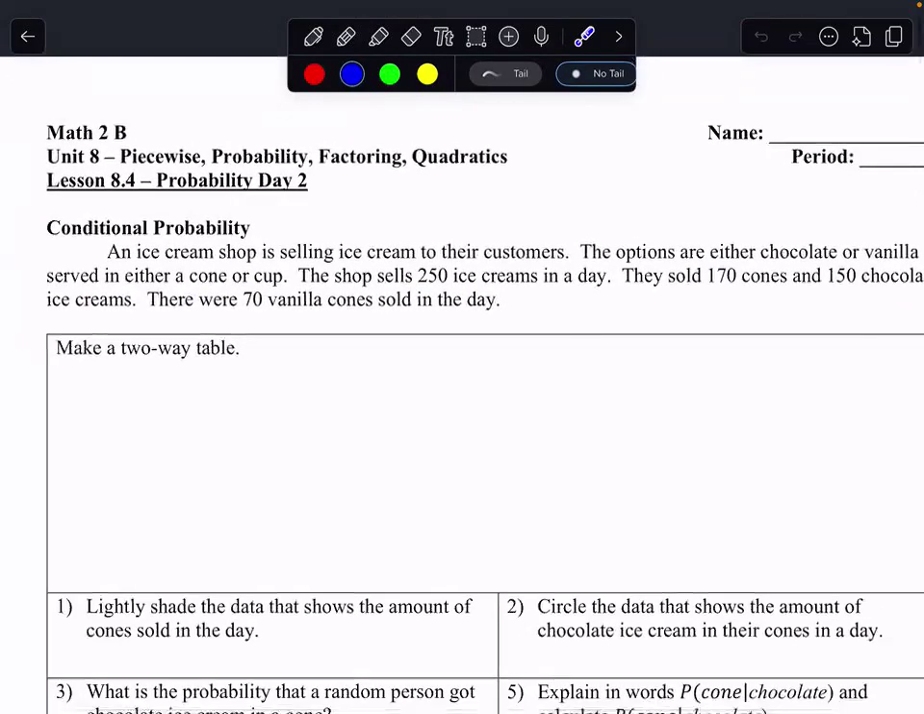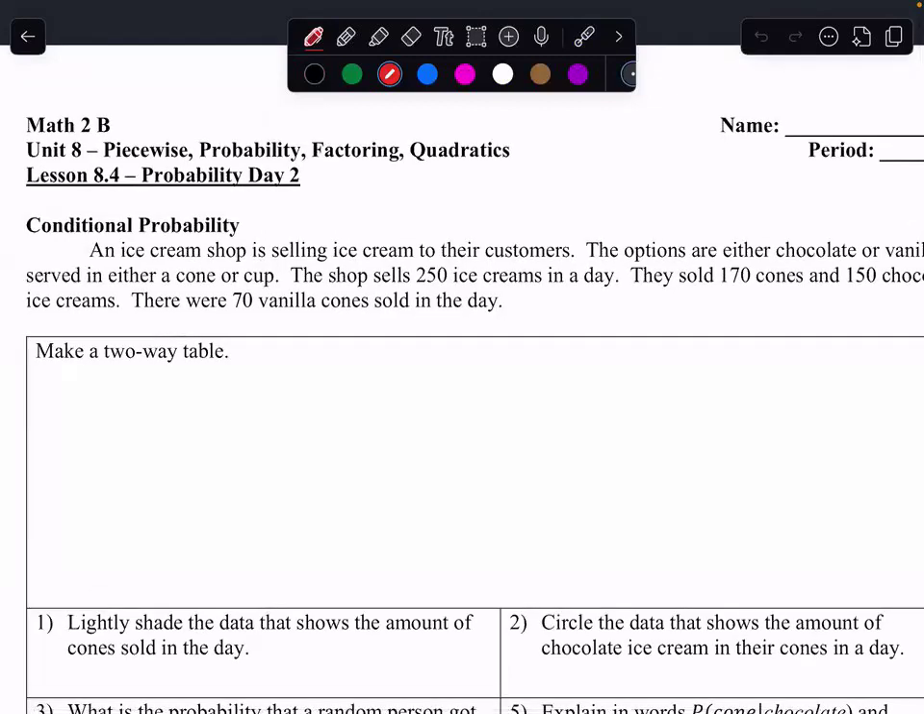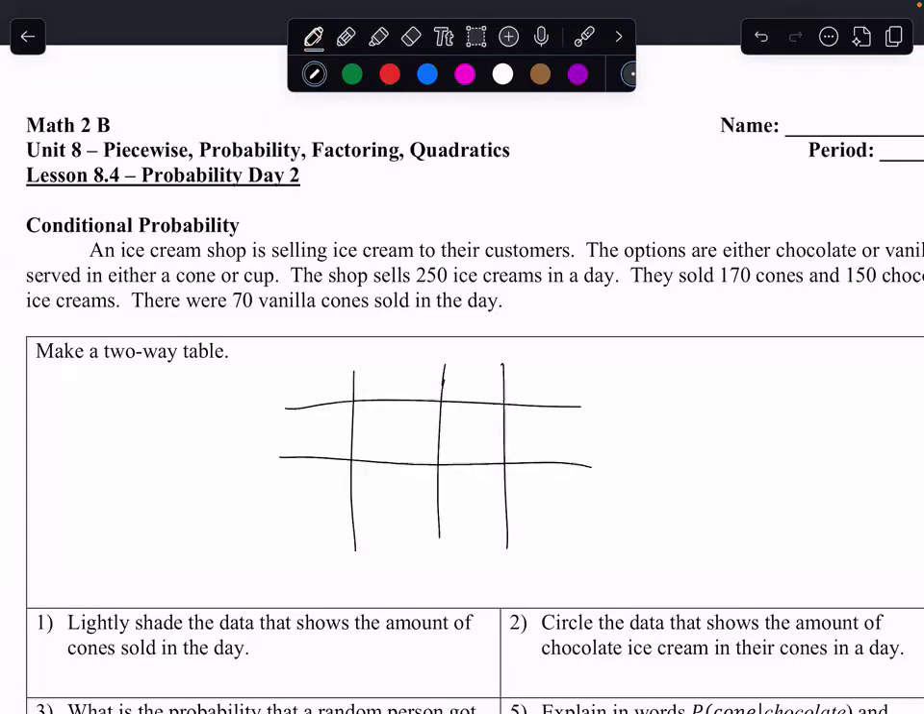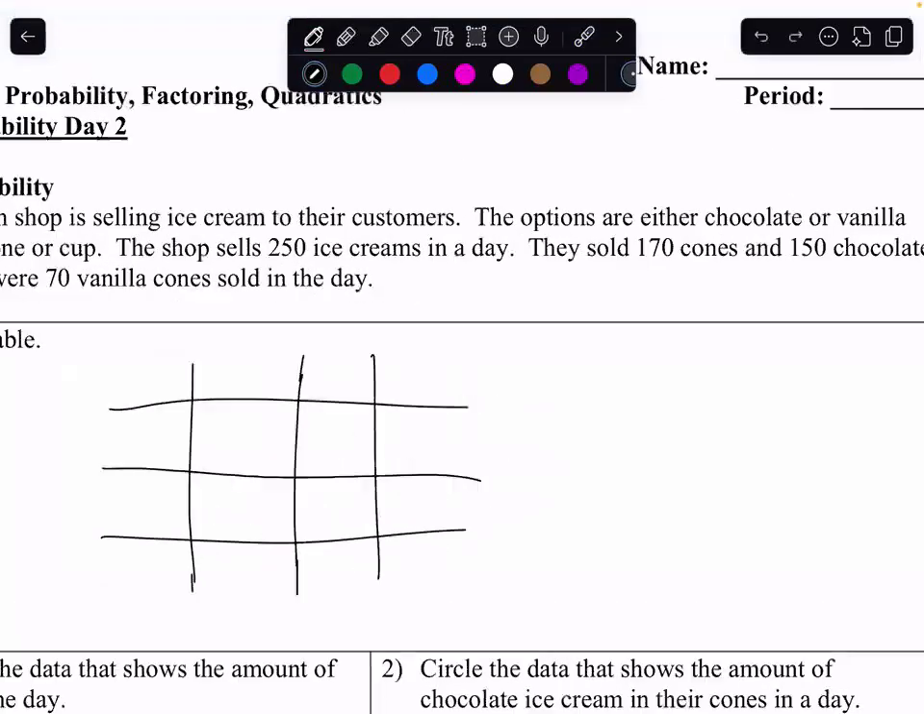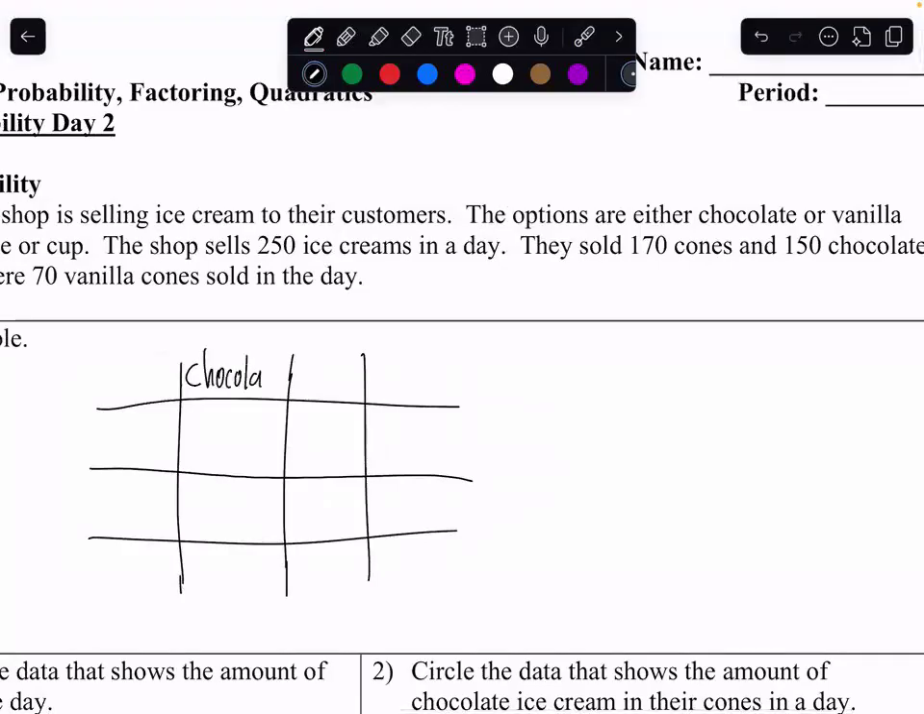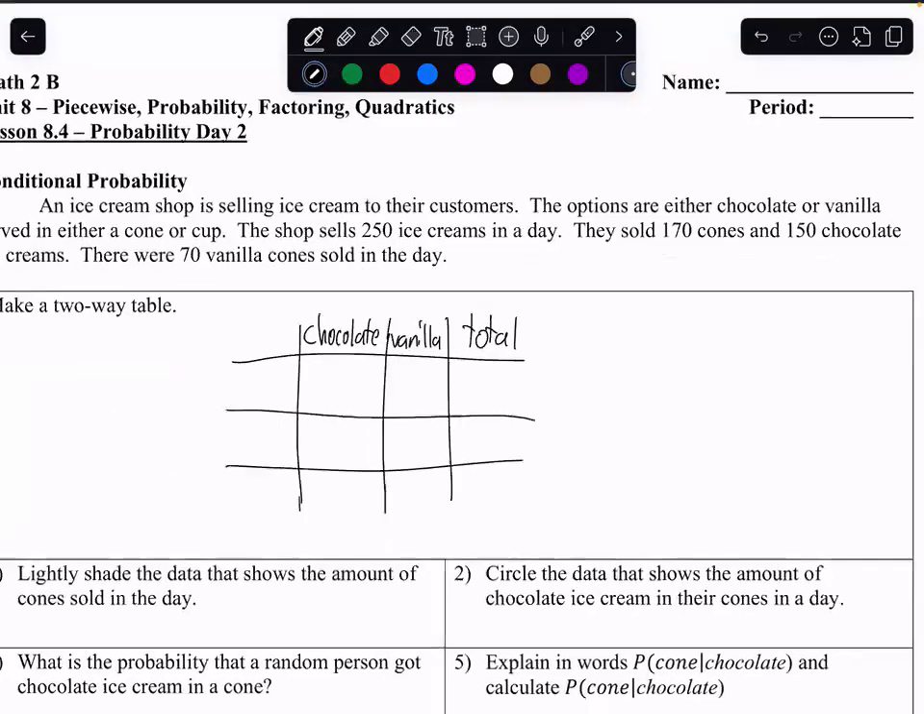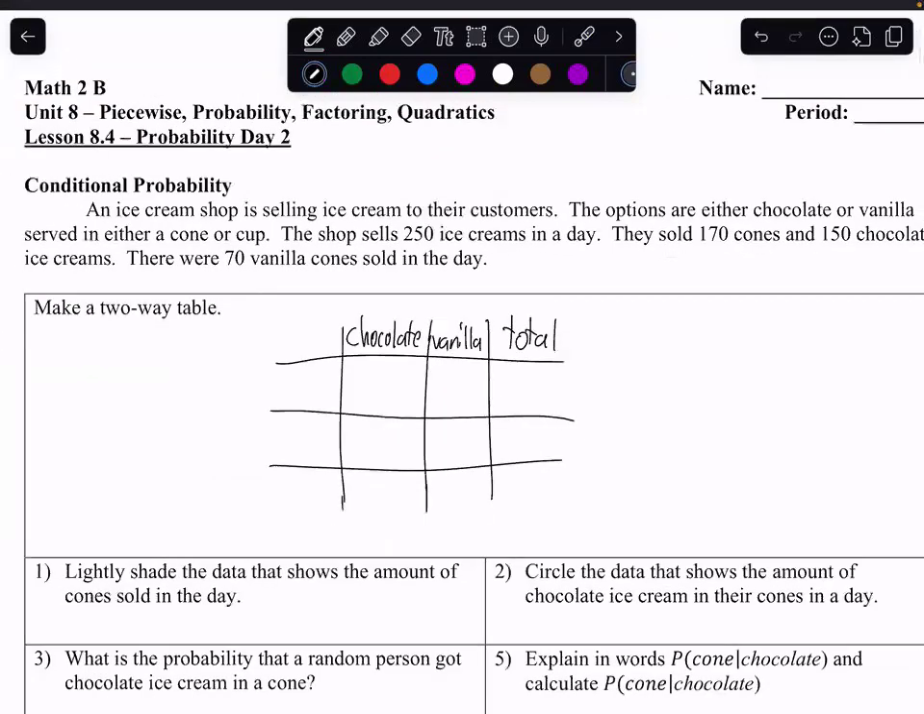Okay, so let's go ahead and make the table together so that we all have the same thing. Remember, a two-way table, you are sorting the data based on two different factors. So here the factors are the flavor of ice cream and the container, whether it's a cone or a cup. Okay, so I'm just gonna put chocolate and vanilla across the top. And remember, we always want to put a total column. Okay, so then down the left side, the other way we are grouping them is by whether they got a cone or a cup.